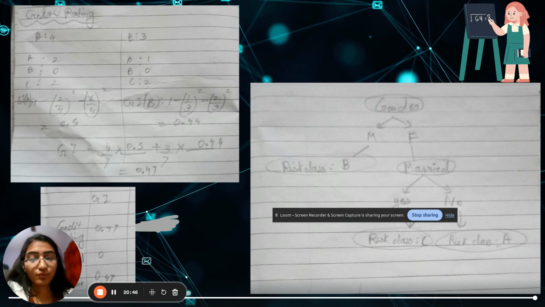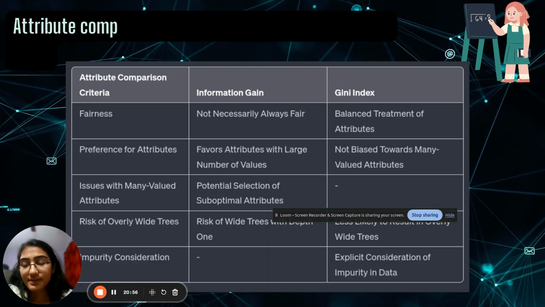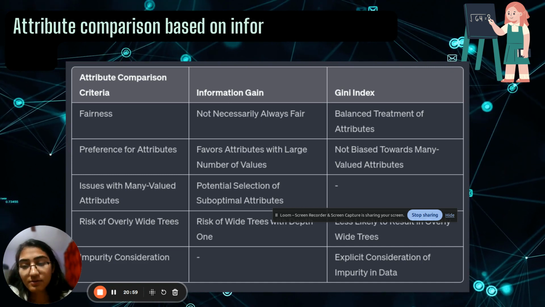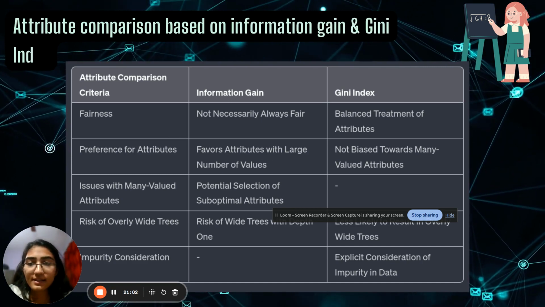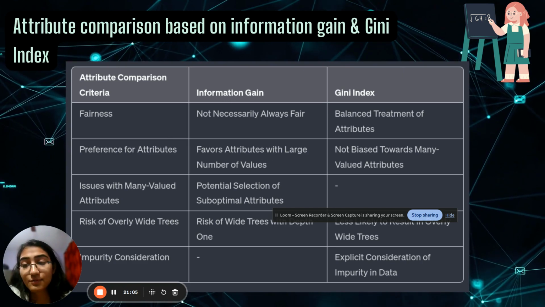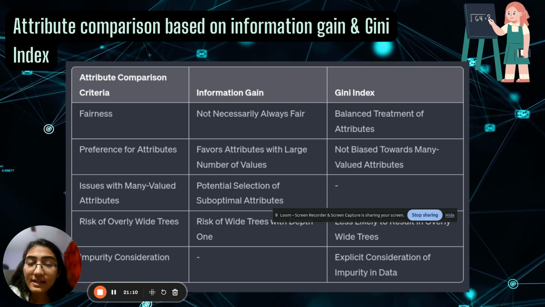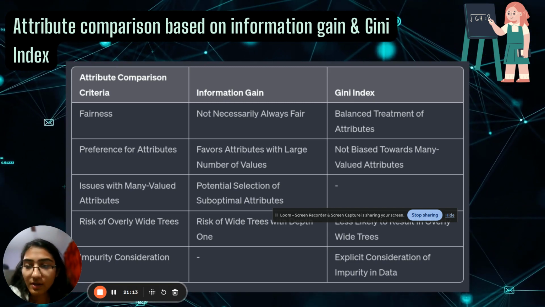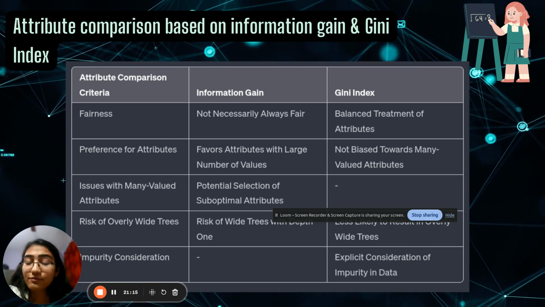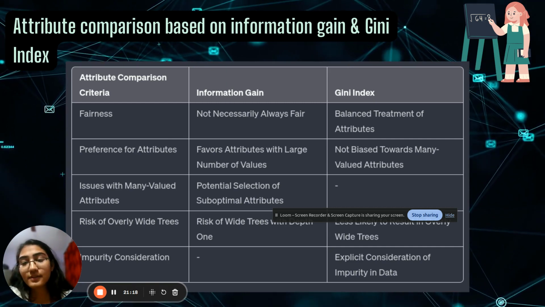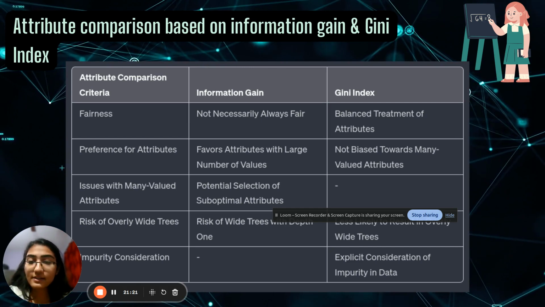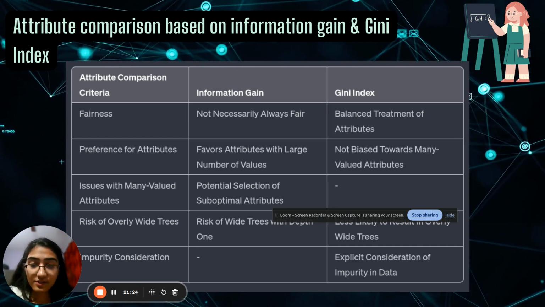Now we will compare these two processes, information gain and Gini index, how they are different and which one is more beneficial. So we'll talk about attribute comparison based on information gain and Gini index. In terms of fairness, information gain is not necessarily always fair, but Gini index is a balanced treatment of attributes. For preference of attributes, information gain always favors the attributes with a larger number of values. Remember it.